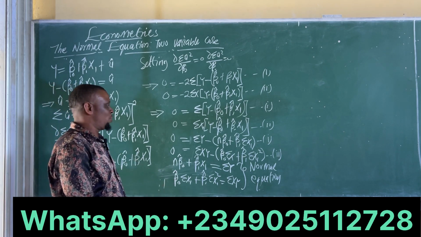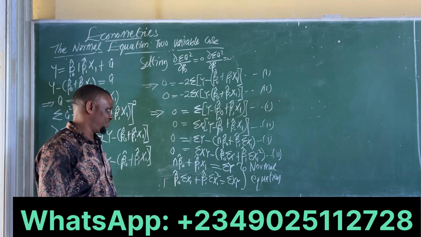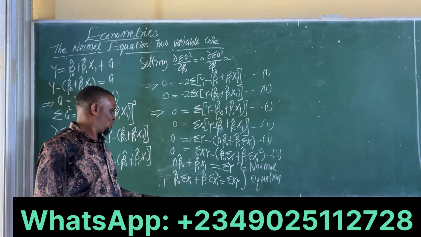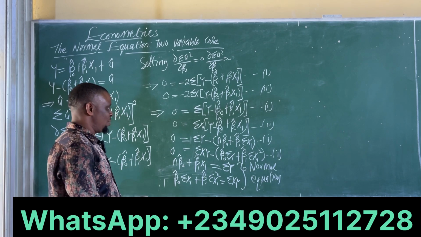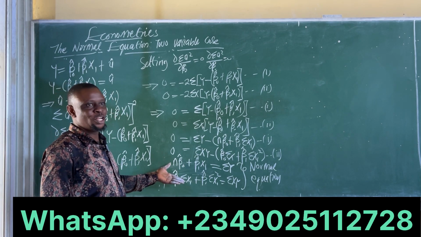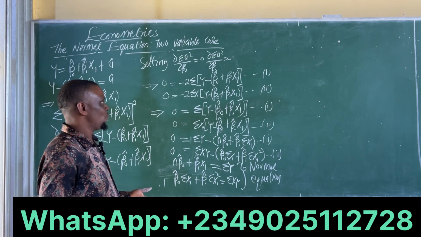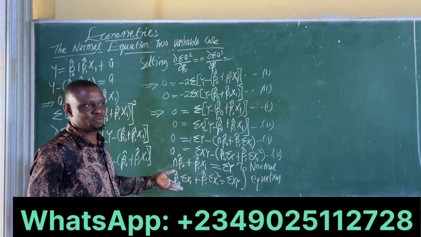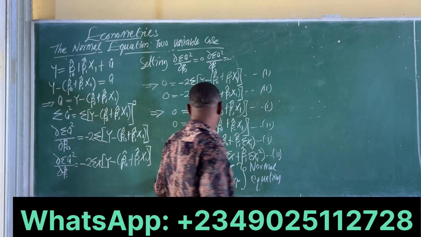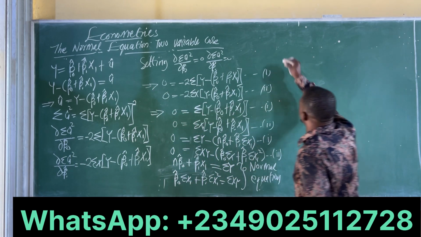So that's what we refer to as our normal equation. So you might want to go a little further, and by that we can write this in matrix form, in an augmented matrix.